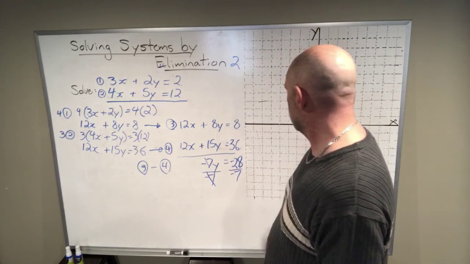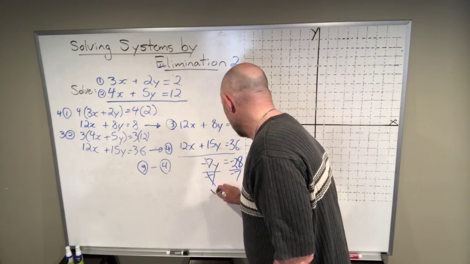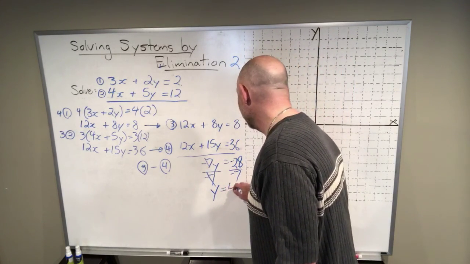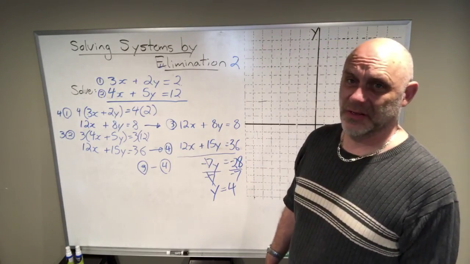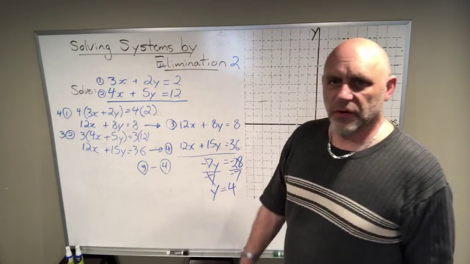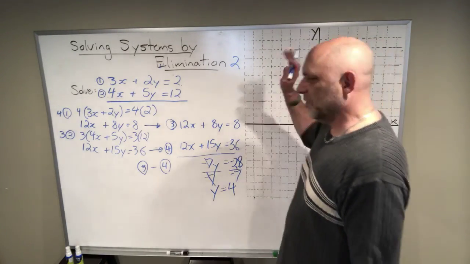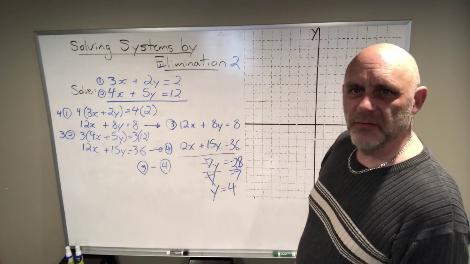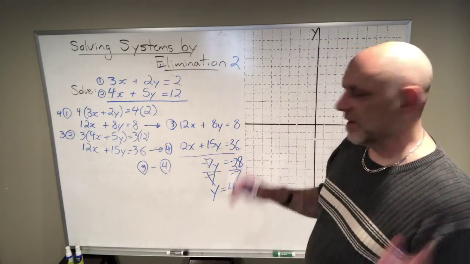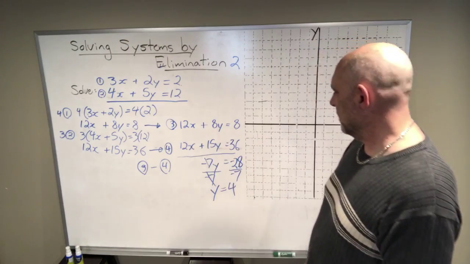This cancels. I get y equals 4. Look at that. Isn't that nice and clean? You don't always get clean answers. I want to do clean answers now because I don't want a 45-minute video figuring out crazy fractions and stuff like that. But that's life. It happens.